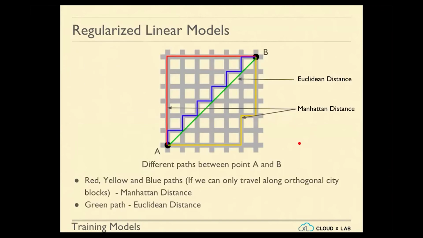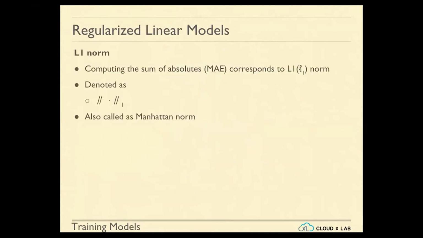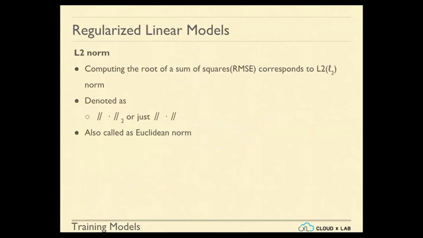So I hope, because these terms become very confusing very quickly, let's just keep that very, very simple. The L1 norm is computing the sum of absolutes, which is called L1. It's denoted by two vertical lines, and it's also called the Manhattan norm.